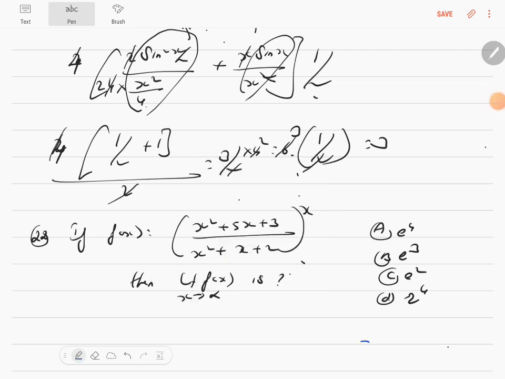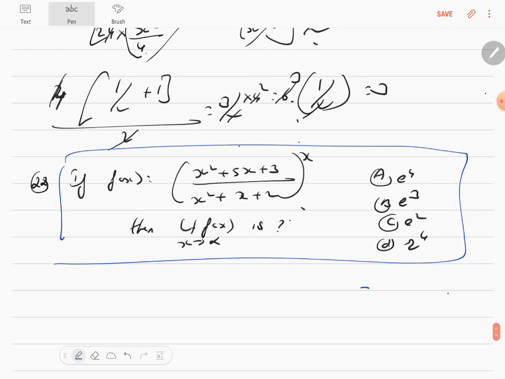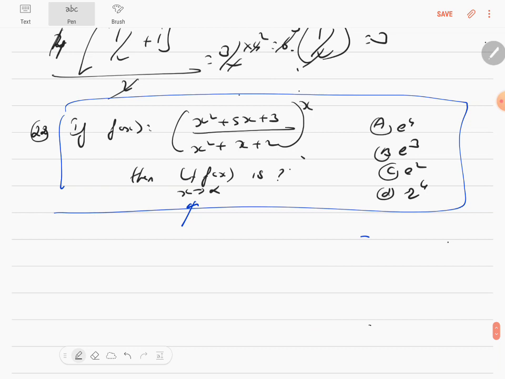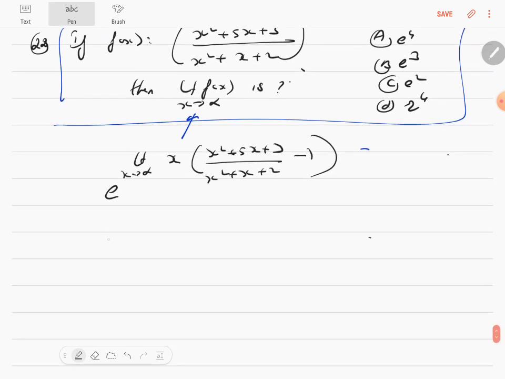It's interesting. So can you see a function to the power function and the limit x has to tend to infinity? Yes, in that case it's function to the power function. You can write it as e to the power a limit of x tends to infinity. The x can be brought forward with x square plus 5x plus 3 by x square plus x plus 2 with a minus 1. So this is the trick that we are going to adopt in this sum.